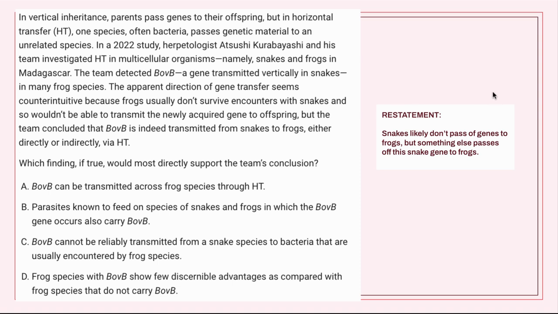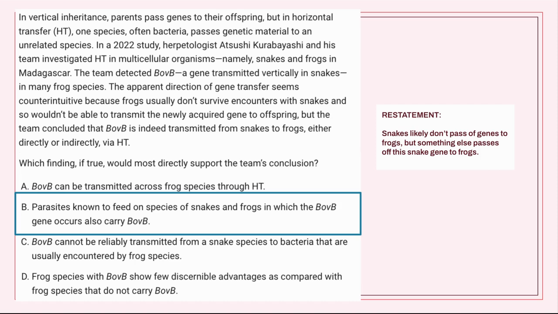So my restatement of this claim is that snakes likely don't pass off their genes directly to frogs, but something else passes the snake gene to the frogs, almost like a bacteria or something in the middle. So let's go to the answer choices and see which one is a restatement, which explains how the gene is going from the snakes to the frogs in a way that makes sense, even though frogs usually would die when they have an encounter with a snake. Which one makes sense?